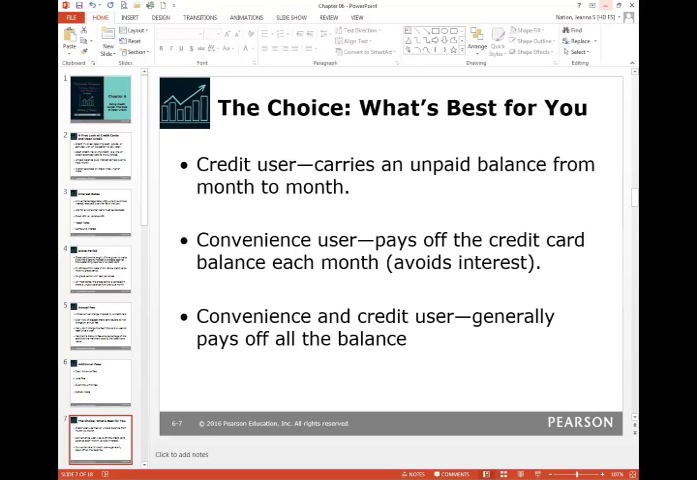What's best for you? You need to know if you're a credit or convenience user. Credit user is a person who carries the unpaid balance forward from month to month, so they're basically only making the minimum payment. Convenience user is a consumer who pays the credit card off each month to avoid interest. Convenience and credit users generally pay off all of the balance. It's a matter of how you're going to use it in the long term.